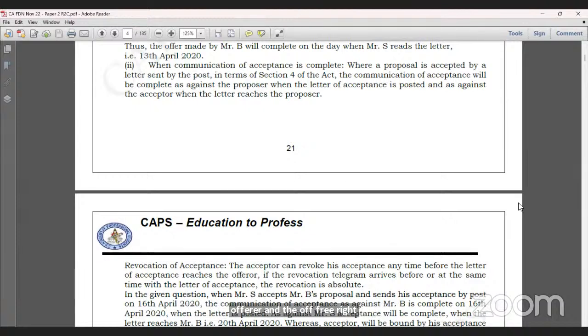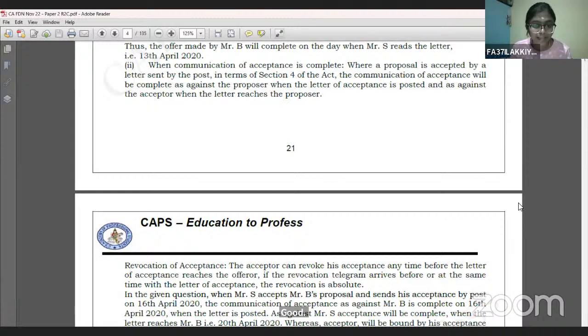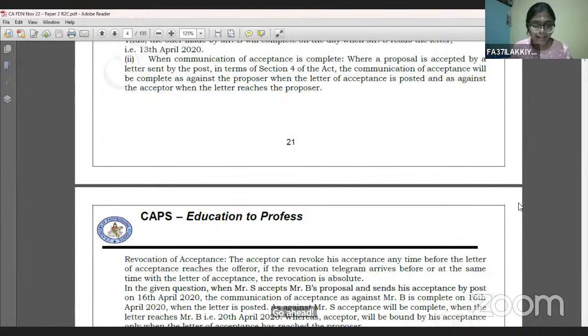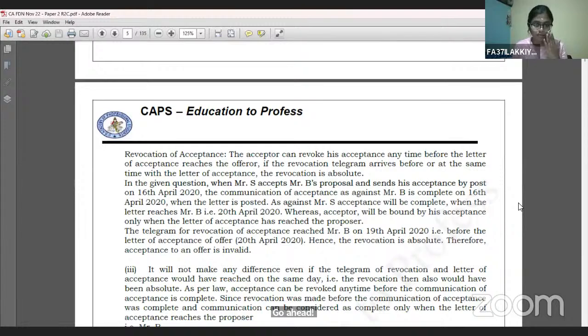Go ahead. Yes, sir. Revocation of acceptance. The acceptor can revoke his acceptance anytime before the letter of acceptance reaches the offerer. If the revocation telegram arrived before or at the same time as the letter of acceptance, the revocation is absolute.